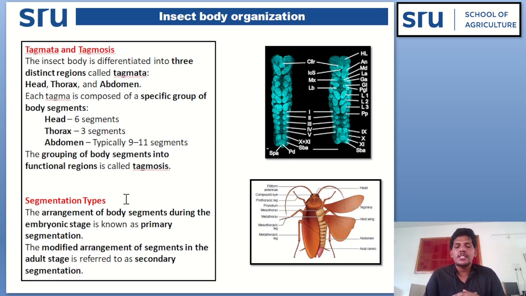Then segmentation types: primary segmentation and secondary segmentation. The arrangement of body segments during the embryonic stage is known as primary segmentation. The modified arrangement of the segments in the adult stage is referred to as secondary segmentation.